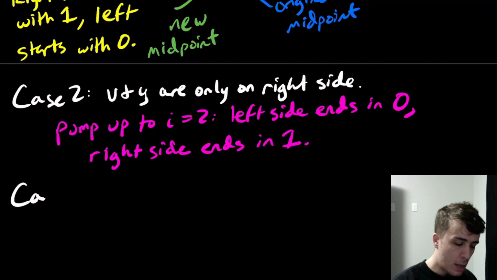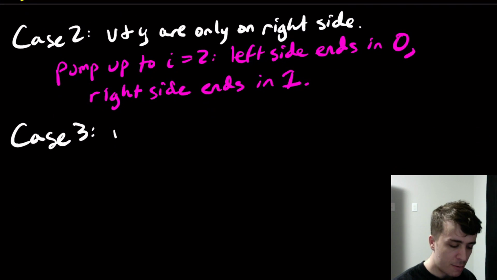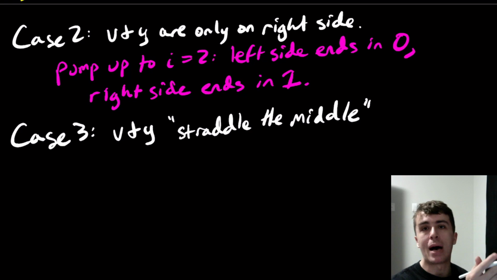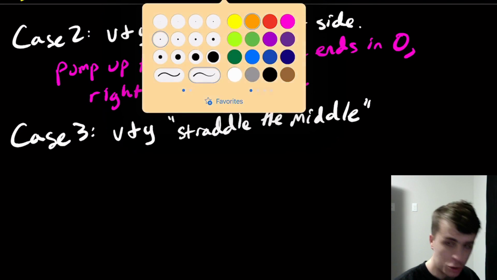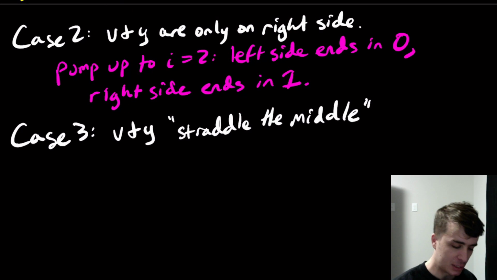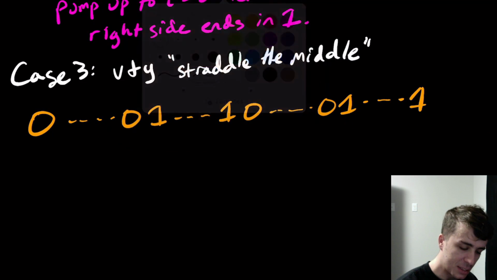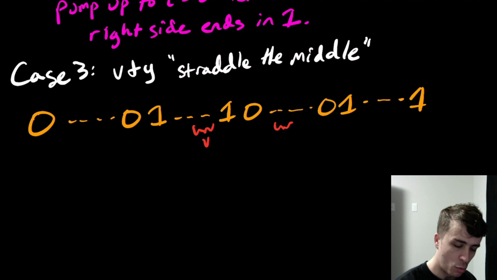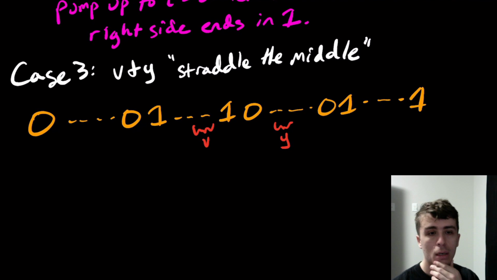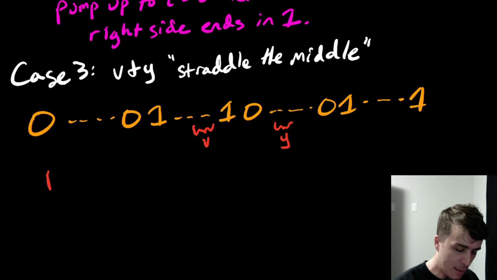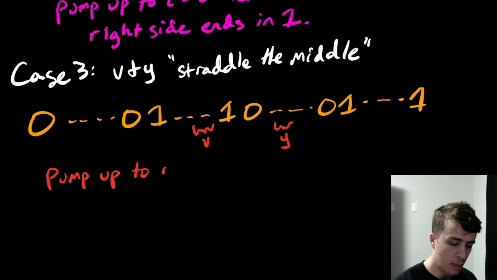But now there's one other case, which is that v and y straddle the middle of the string, where the v is on one side and the y is on the other side. So don't ever forget to leave out one of these possible cases. Let's try to visualize what this looks like. So we got zeros, ones, zeros, ones. In this case, the v part is here and the y part is here. So what are we going to actually do here? Well, let's see what happens. Let's try to pump up again. So let's pump up to i equal to 2.